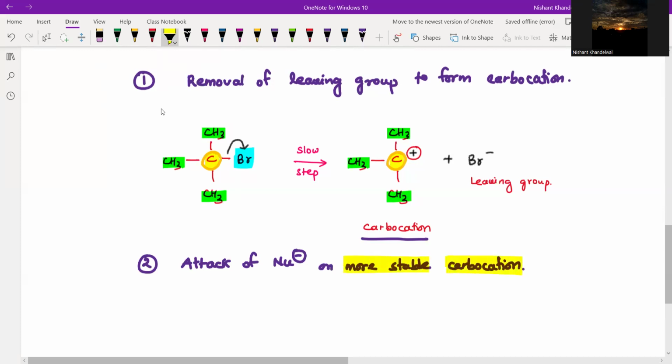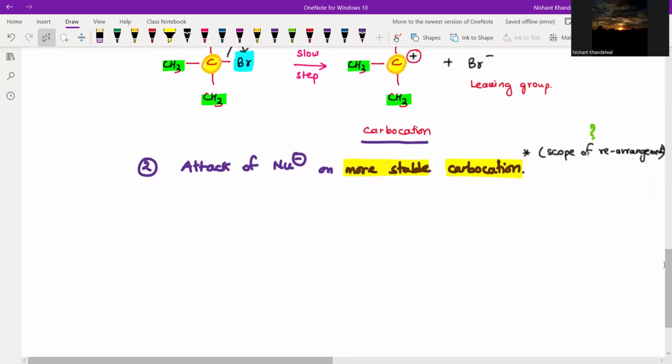They are not saying just this carbocation which has been formed. They are saying on more stable carbocation. So I'm just highlighting it. What does it mean? There is a scope of rearrangement, right? Always there is a scope of rearrangement. That's why they have written more stable carbocation. What this rearrangement is all about, we will discuss in upcoming videos. I will upload them. So now let us focus on what happens in the second step.